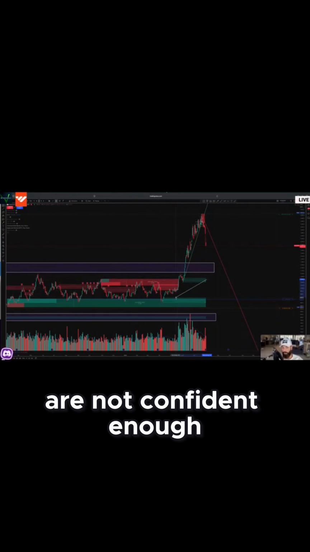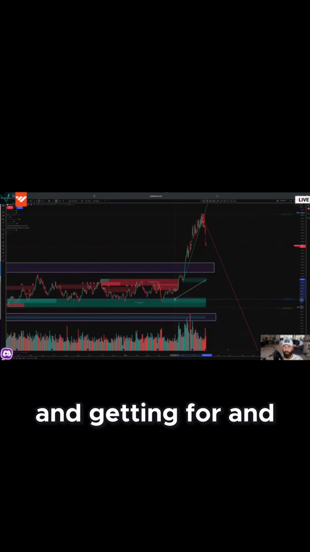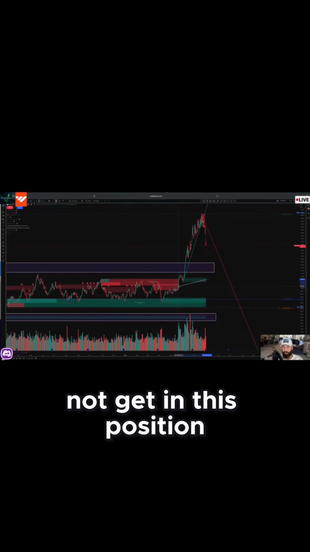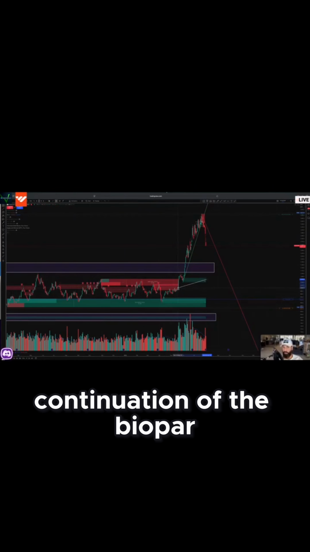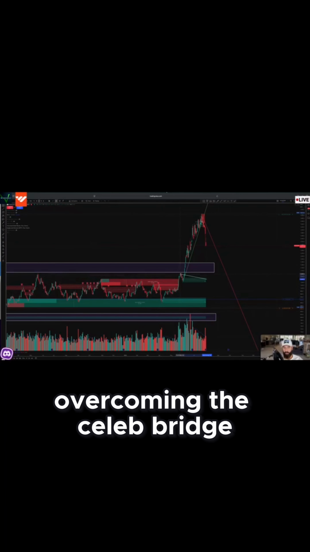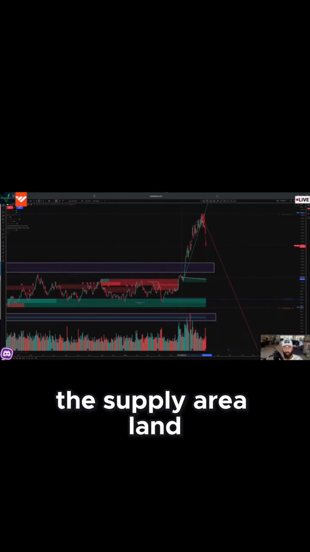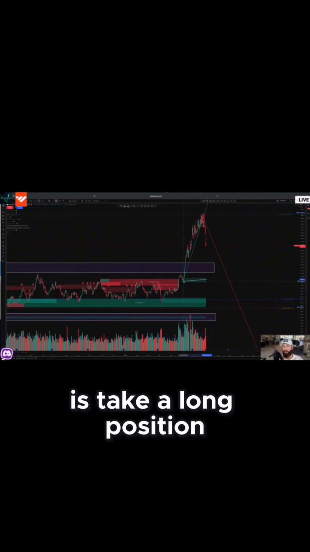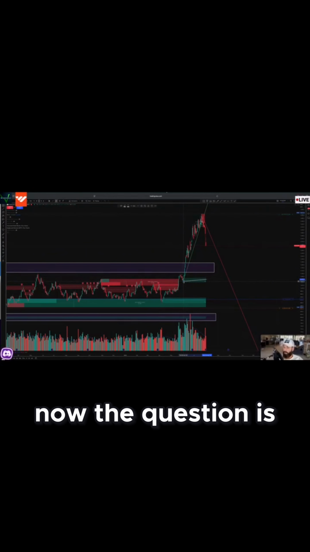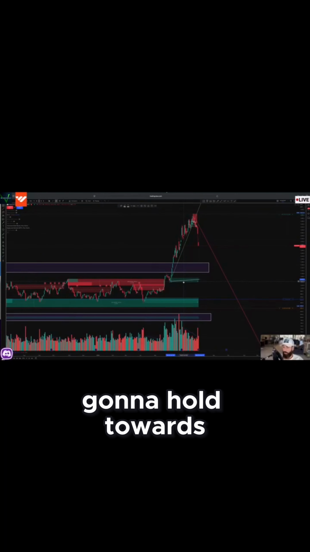Basically, those of you who are not confident enough in the trade and did not get into this position, what you want to see is the continuation of the buyers' power overcoming the sellers, breaching the supply area, landing back on the supply area, and the only thing that needs to be done right now is take a long position.